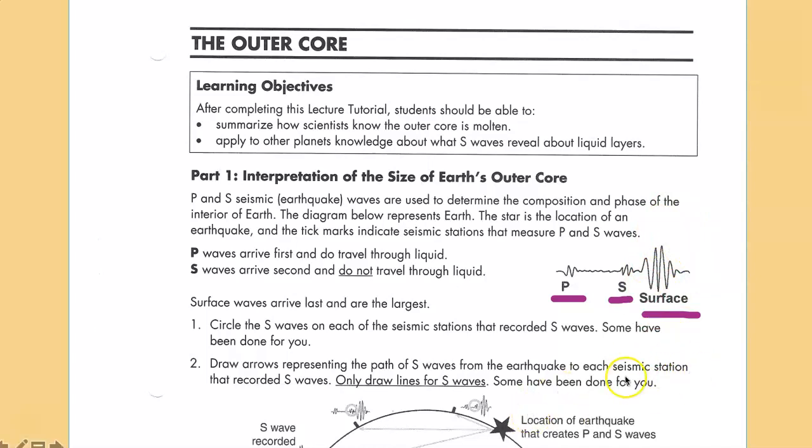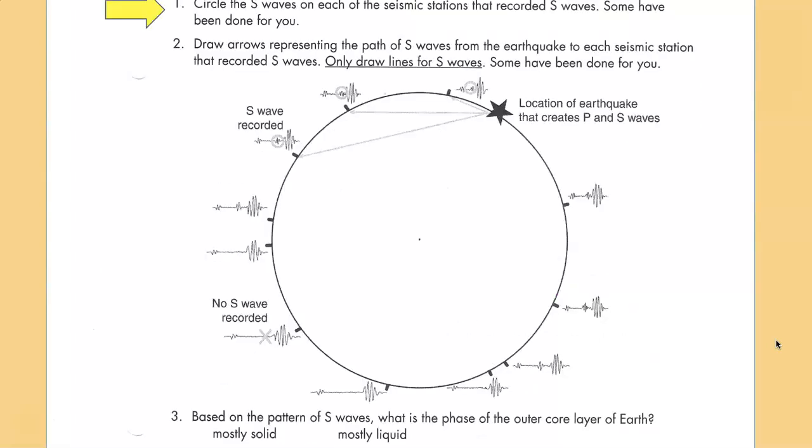So on the diagram below, we're going to have to remember this picture right here because we're going to be looking at whether or not S waves have arrived at the various stations. And the idea is that if the S waves didn't arrive at the station, they must have been stopped by something that was liquid. First part asks you to circle the S waves in each seismic station.